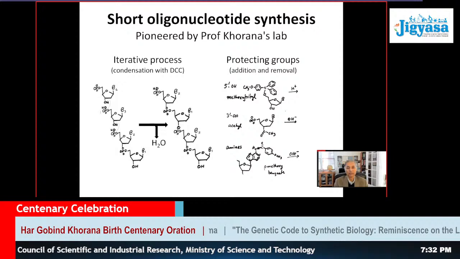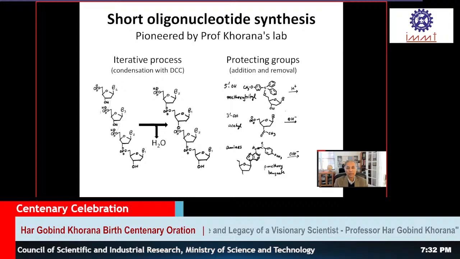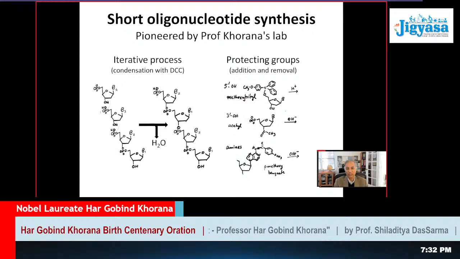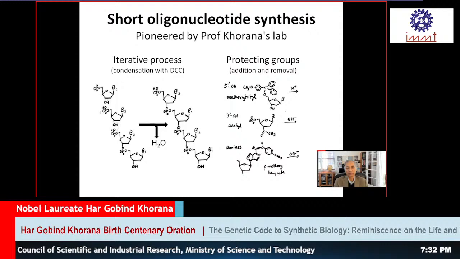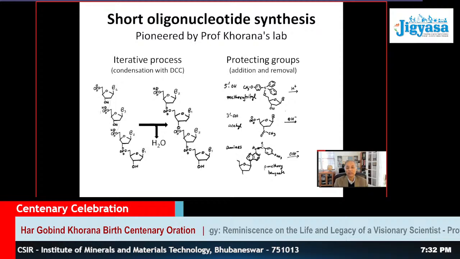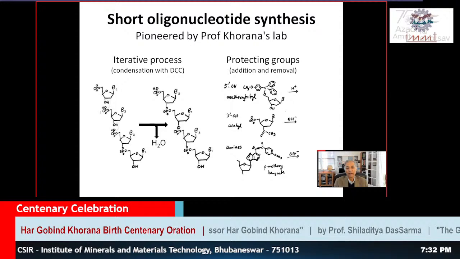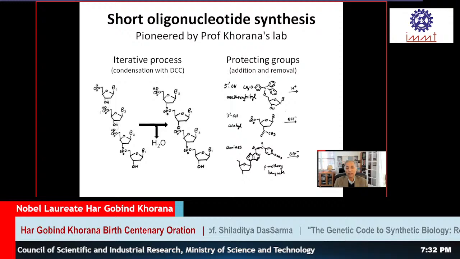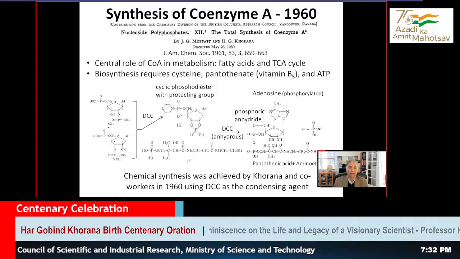And on the right, you can see that there are several protecting groups that were used, which could be added and removed in order to direct the synthesis of the appropriate sequence desired. So the 5' end could be protected using a methoxytrityl group, which could then be removed using acid, or the 3' end could be acetylated and could be removed using hydroxyl. And amines could be protected using methoxybenzoate. So this was a general process for synthesis of oligonucleotides.